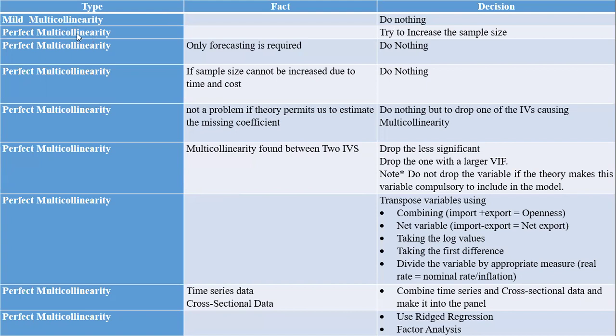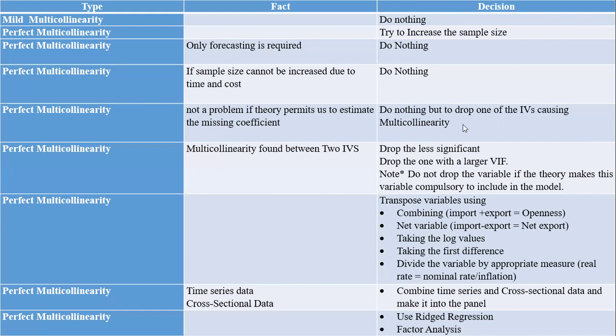But if you find perfect multicollinearity, meaning a VIF value greater than 10, then the first thing you need to do is try to increase your sample size. If your number of observations is, for example, 300, try to increase the number of observations by 50 or by 100. Maybe your multicollinearity would be removed. If you find perfect multicollinearity and only forecasting is required, then you do not need to do anything. If the sample size cannot be increased due to time and cost, do nothing. It is not a problem if theory permits us to estimate the missing coefficient. Otherwise, drop one of the IVs causing multicollinearity.